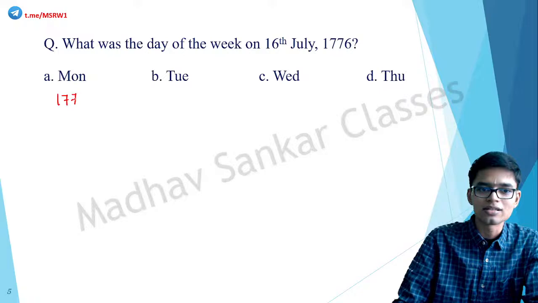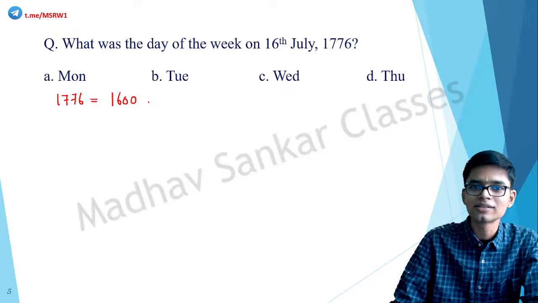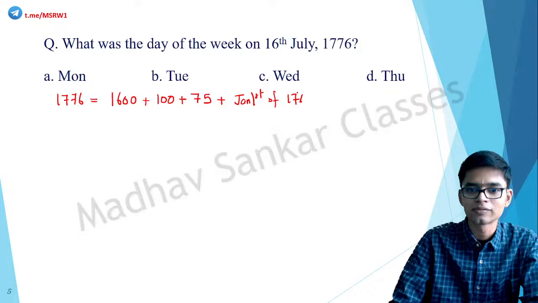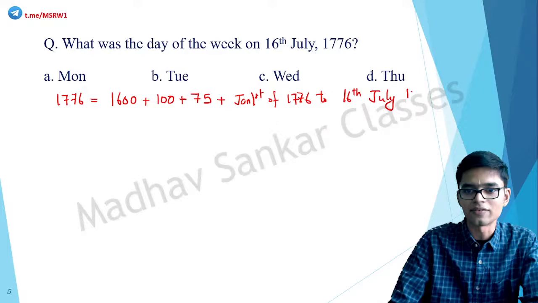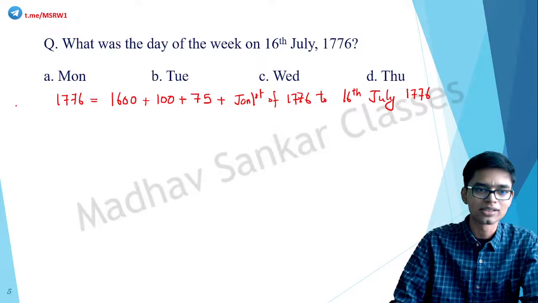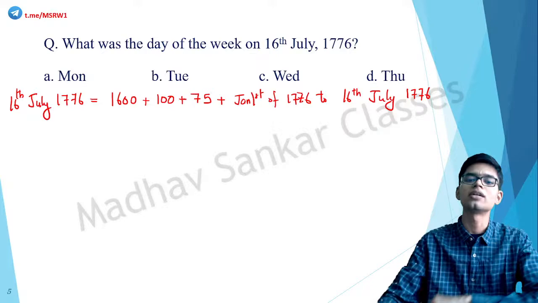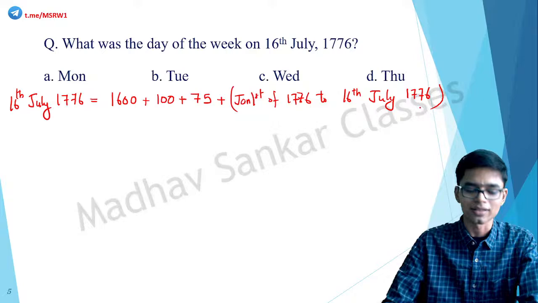1776 years is equal to 1600 years plus 100 years plus 75 years, plus all the way from Jan 1 of 1776 to 16th July 1776. Correct? Can we write 16th of July 1776 like this? 1600 years plus 100 years plus 75 years, then that portion within 1776, that is from Jan 1st to 16th of July. Correct? Now what we have to do is go back to that table that we did and check it out.